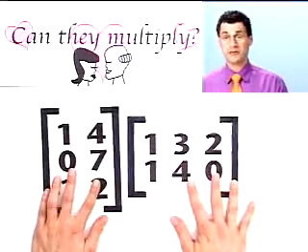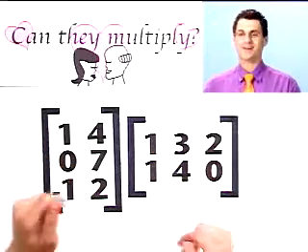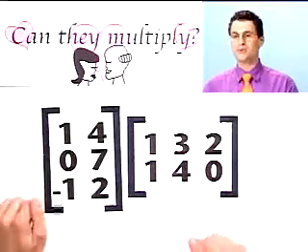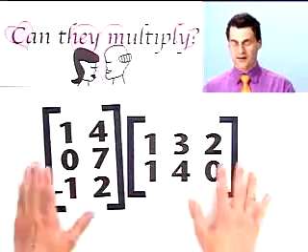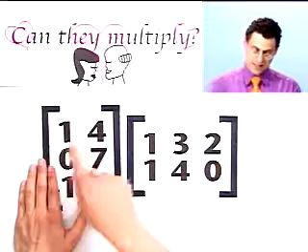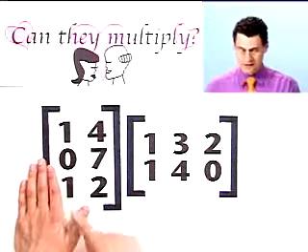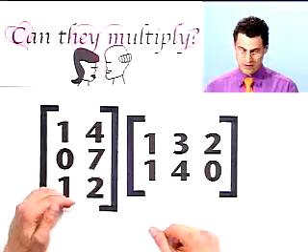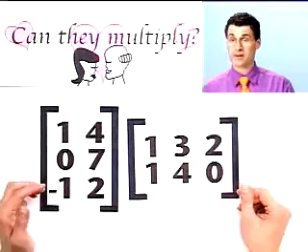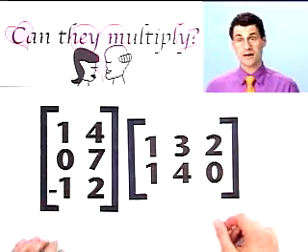How about this one? Can these be put together and multiply? Let's try it. Bump, bump. Oh, doesn't that feel good? Boom, boom, boom. This is great. And what's the answer going to be? Well, since this is a 3 here, this is going to be a 3, and this is a 3. Because I take the number of rows here and the number of columns here, and that tells me the size of the answer. This will be a 3 by 3.